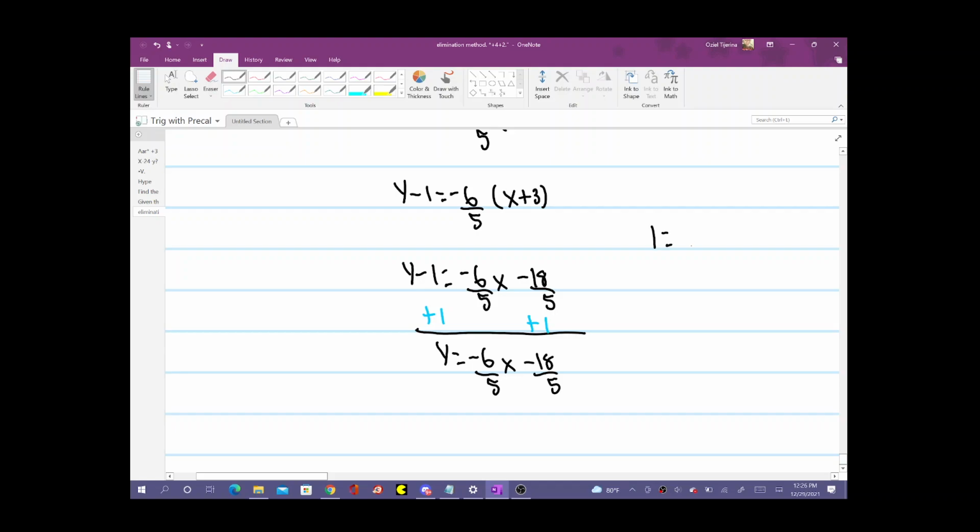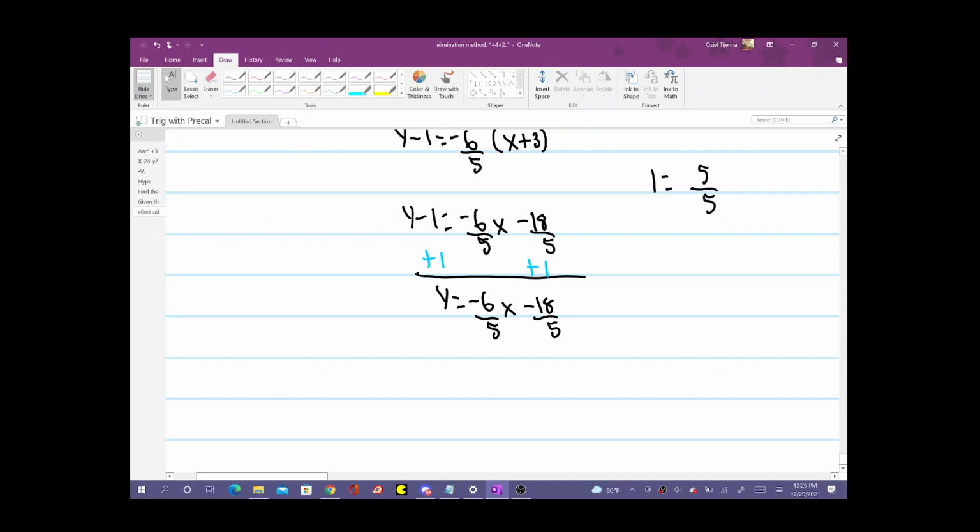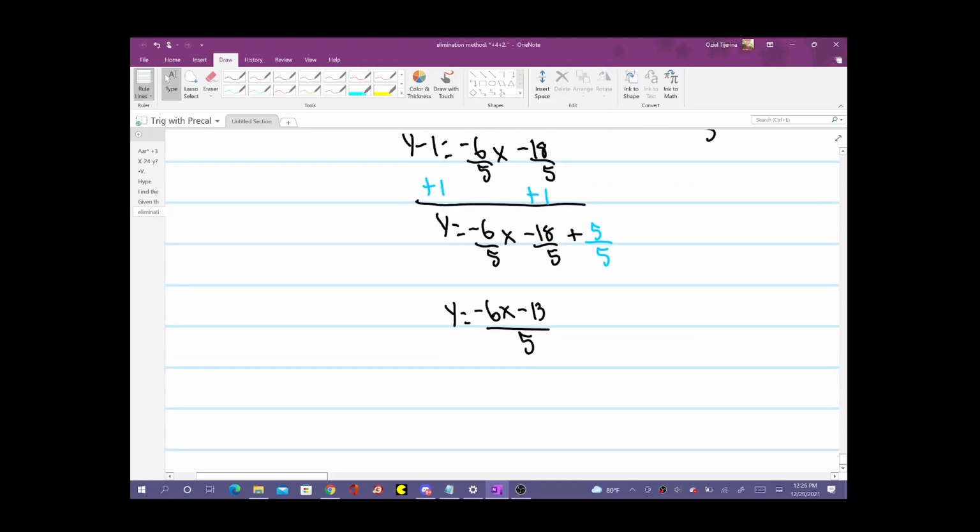1 equals something over 5. Well, it's 5 over 5, because it has to have the same denominator. So we have to say plus 5 over 5. This becomes y equals negative 6x minus 13 all over 5. In other words, y equals negative 6/5 x minus 13 over 5.